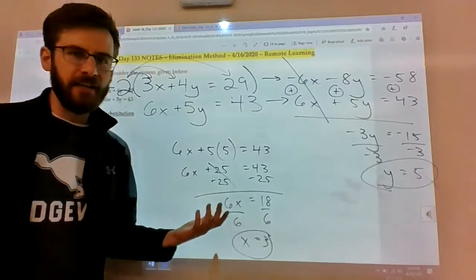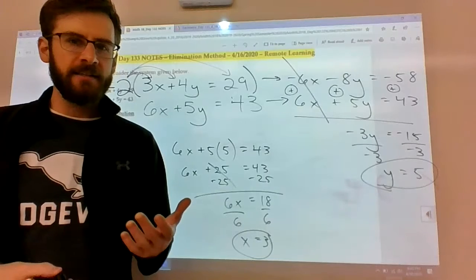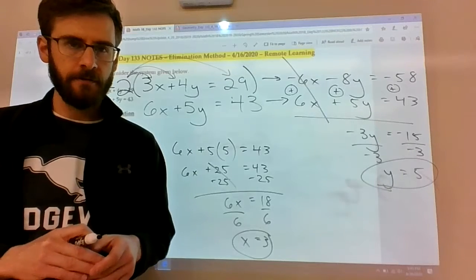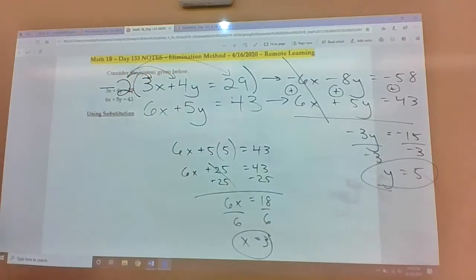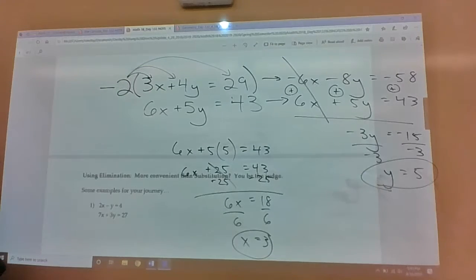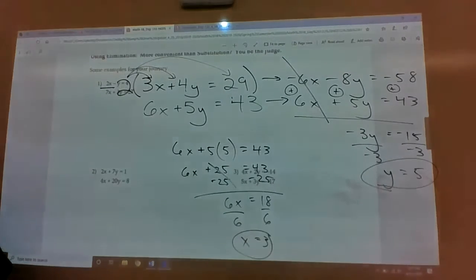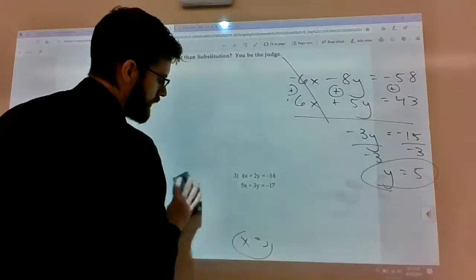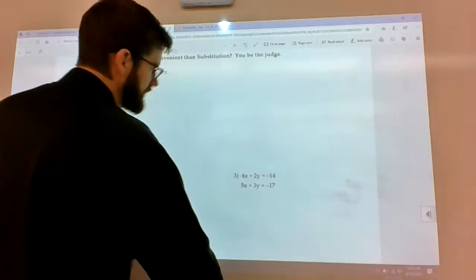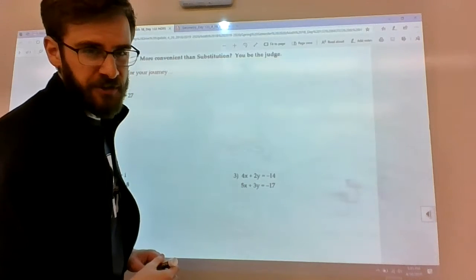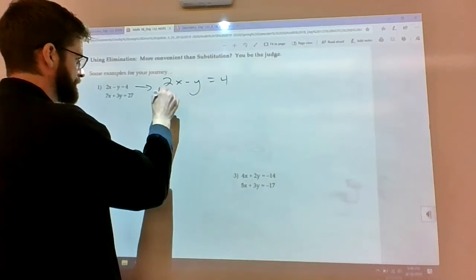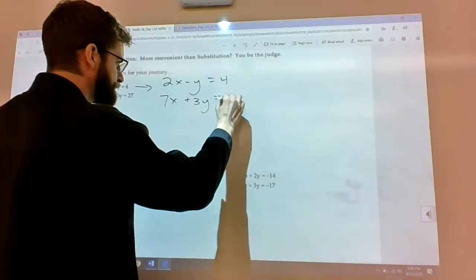And I don't know, this method, if you haven't seen it in a while, doesn't feel as convenient as it actually will be with more practice. So let's get some more practice. All right, so some examples for your journey. I didn't seem to give a whole lot of room here, so bear with me. This is 2x minus y equals 4. 7x plus 3y equals 27.